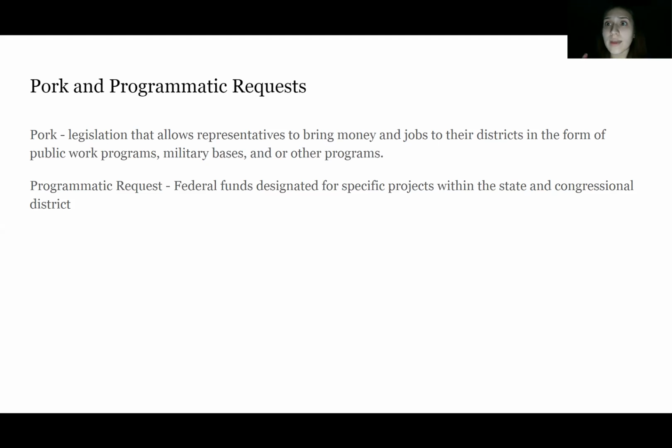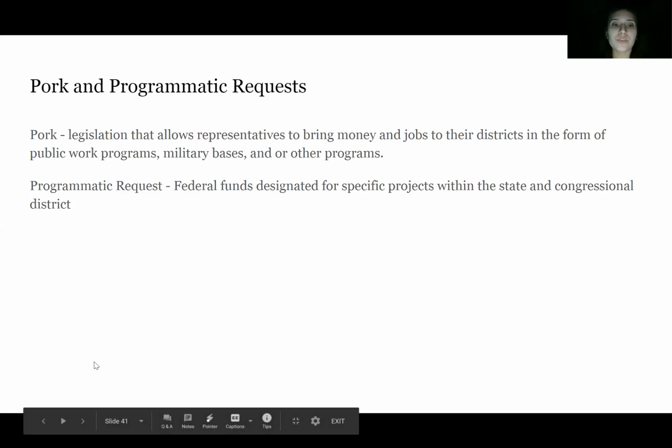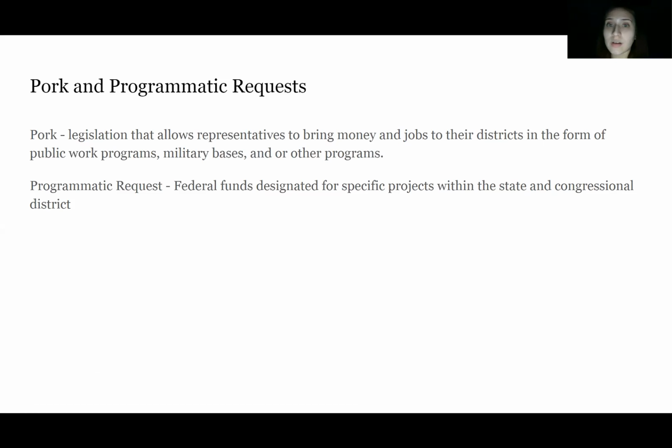It's really good for them when they're wanting to be re-elected. Then we have programmatic requests, which are federal funds designated for specific projects within the state and congressional districts. So this money is coming from the government, and it's providing all this. So they really, really need to fight to be able to fund these programs by putting in those requests. So this is really a big deal, just so that way its constituents are seeing real life implications in their own communities.